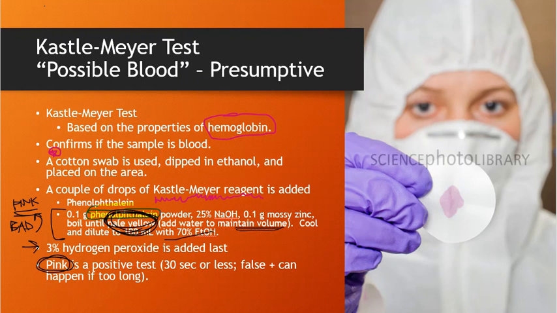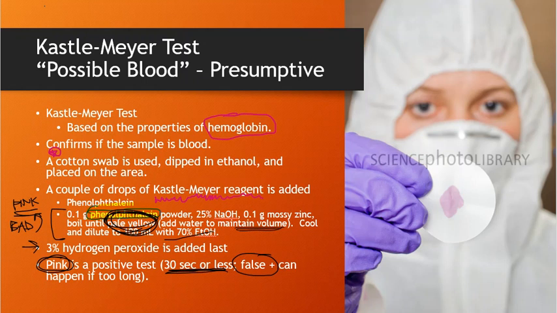Now the problem is that this is somewhat of a timed reaction. You don't want to wait forever before you look at this Q-tip to see if it will turn pink, because more than likely it will eventually go pink after 30 seconds. So 30 seconds or less is going to be the key here for the Kastle Meyer reagent. A false positive can happen if you wait longer than 30 seconds and it turns pink and you record that as a positive blood sample. No, it's not. It's got to turn pink before 30 seconds is up. So that's the phenolphthalein reaction with blood, or what we would call the Kastle Meyer test.